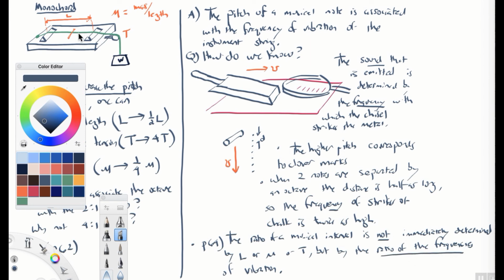And once again, the frequency can be affected by changing the length, changing mu, and changing the tension. But those are, I guess, the independent variables that affect the frequency that then affects the pitch. So let me stop there, and I will pick up this discussion in a bit more mathematical way next time.